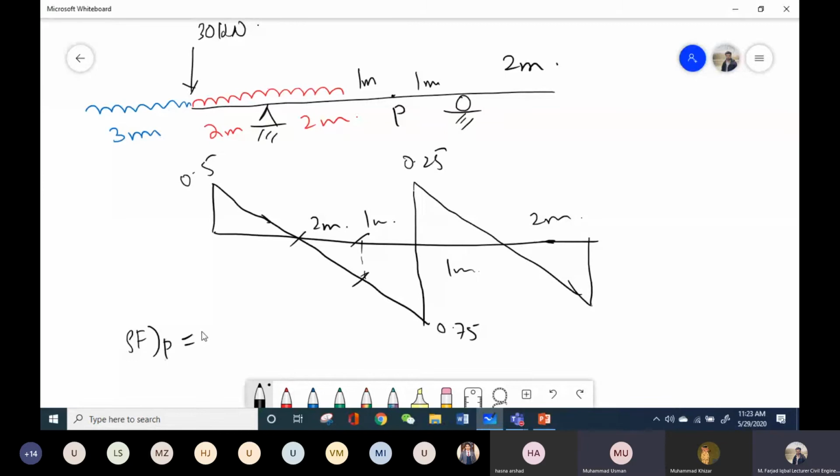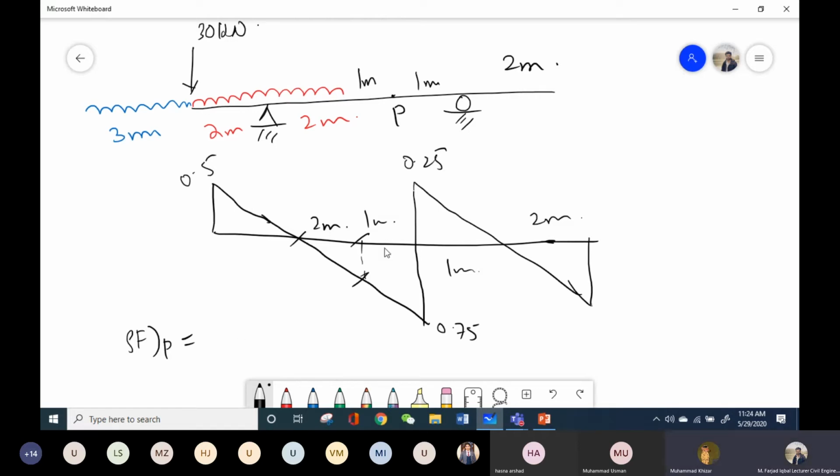Sir, location of 30 kilonewton is given. No. I have assumed it, or I am doing the trials procedure. So I will place it at different location in combination with the UDL, and I will calculate the shear force at each point, at each location, and then I will see what is the maximum value. Sir, it is 0.25. Huh? 0.25.